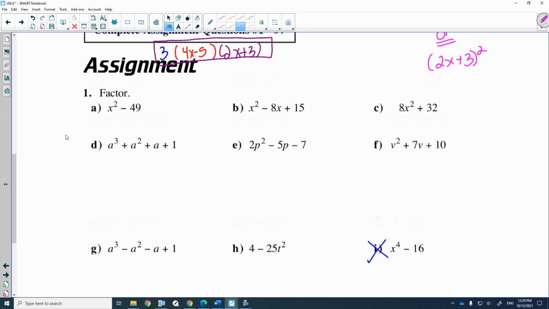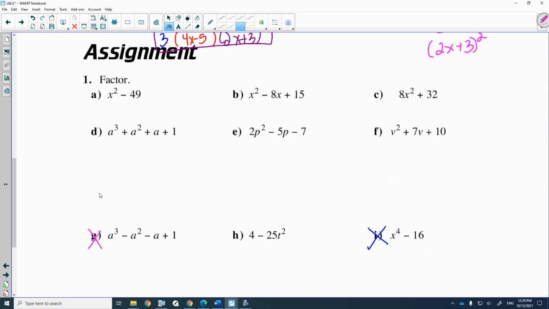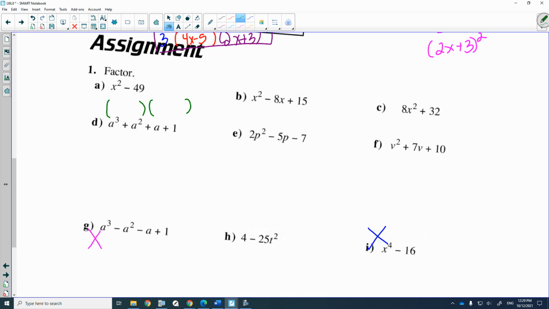So let's write a few things. You are going to do all of 1. You don't have to do G or I. What method of factoring would x squared minus 49 be? Difference of squares. So what I want you guys to do right now, set up your 2 brackets. You should be able to do this one in like 10 seconds.